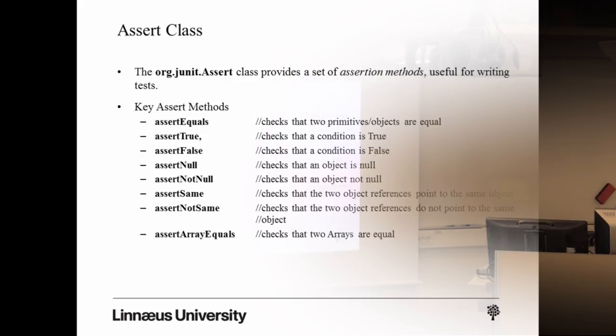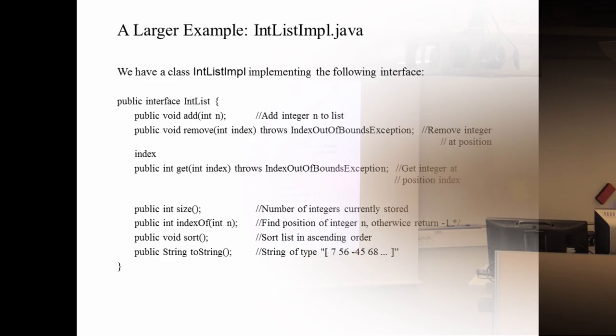Sometimes you have a method returning null values. The equals method checks the values, and if you want to check the references, that is, whether the two variables are pointing to the same reference or not, in that case you can use assertSame. And assertArrayEquals, as I told you earlier, is for when you want to check whether the arrays are equal or not.